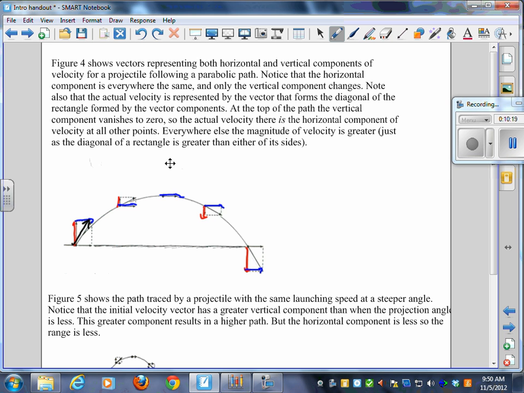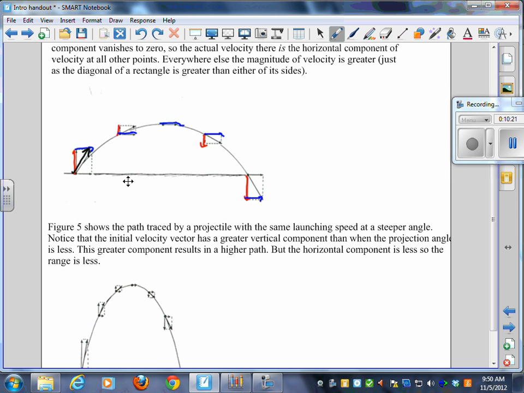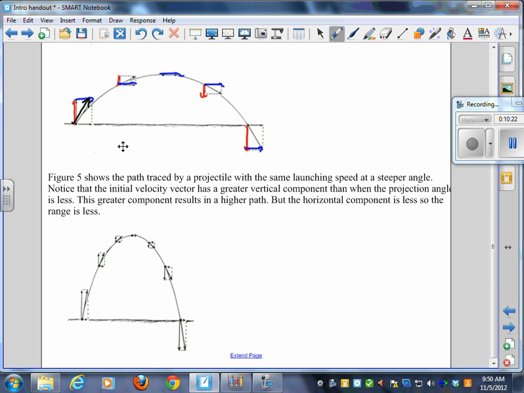Figure 5 shows the path traced by a projectile with the same launch speed but at a steeper angle. Notice that the initial velocity vector has a greater vertical component. Here it is again in red. Right? The blue one is shorter. This results in a higher path, but the horizontal component is less, so the range is less. This is what we call the range right here. Okay? The range is how far it goes.